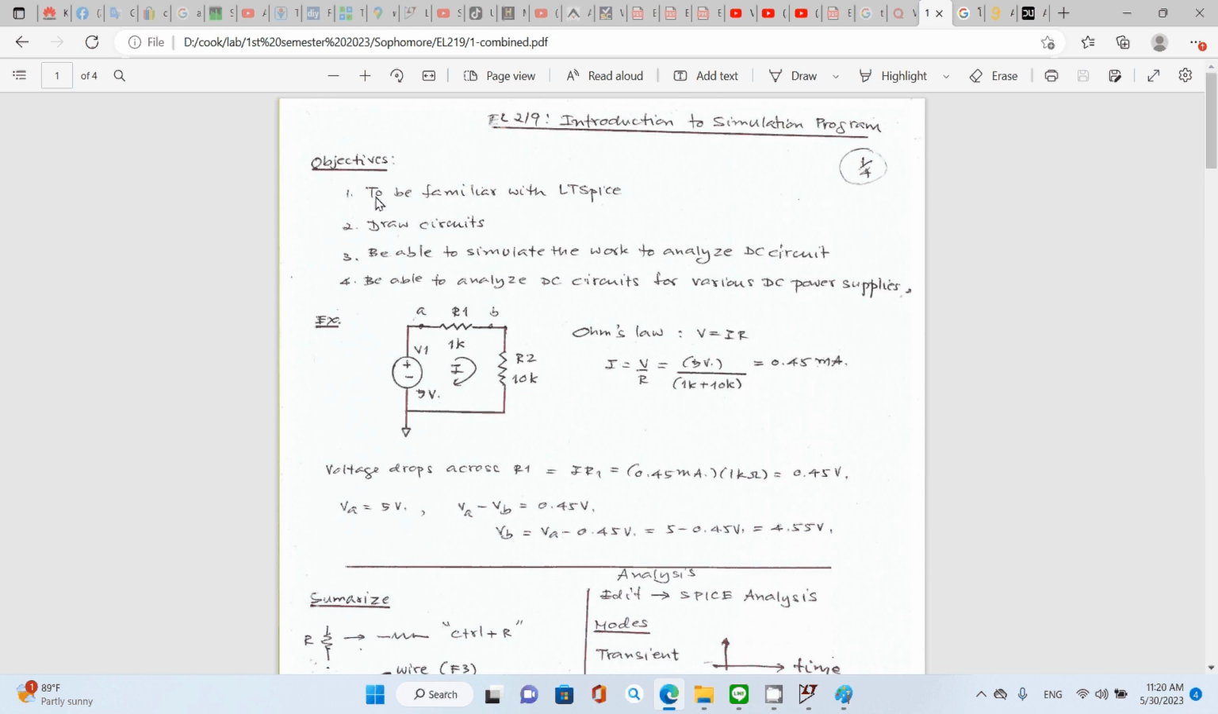Well, for the lab, one is to be familiar with LTspice. Number two, you should be able to draw circuits, different types of circuits, and apply electronic components. And number three, be able to simulate the work to analyze DC circuits. And the last one is be able to analyze DC circuits for various DC power supplies.